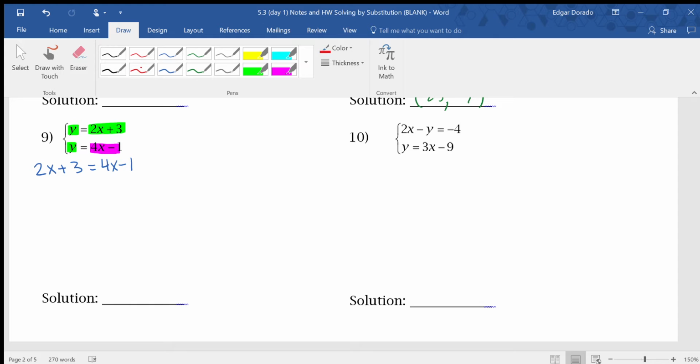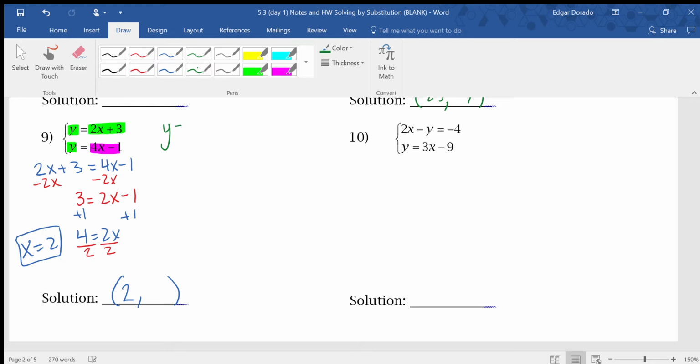I'm going to subtract 2x. So what do we get? We get 3 equals 2x minus 1. Let's add 1 to both sides. So we get 4 equals 2x. Finally, divide by 2. So we get a final answer of x equals 2. So part of my solution here is going to be 2. Now I just need to find out what y is. And then remember, just like I proved to you on number 8, you can plug that 2 back into any of these equations. So I'm just going to do it to the top one.